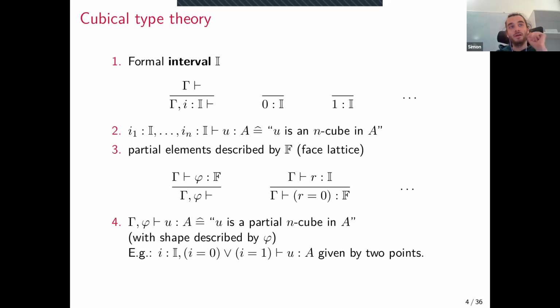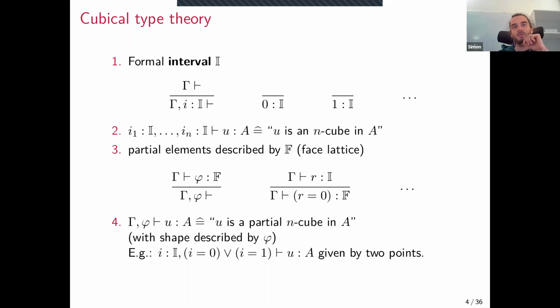There's also machinery, which is very technical. I will not explain this in full detail, but this will also reappear in the semantics. In case you haven't seen this before, don't be worried. Though there's a notion of partial elements, and this is described by something called this boldface F, which is called the phase lattice or the cofibrant propositions.